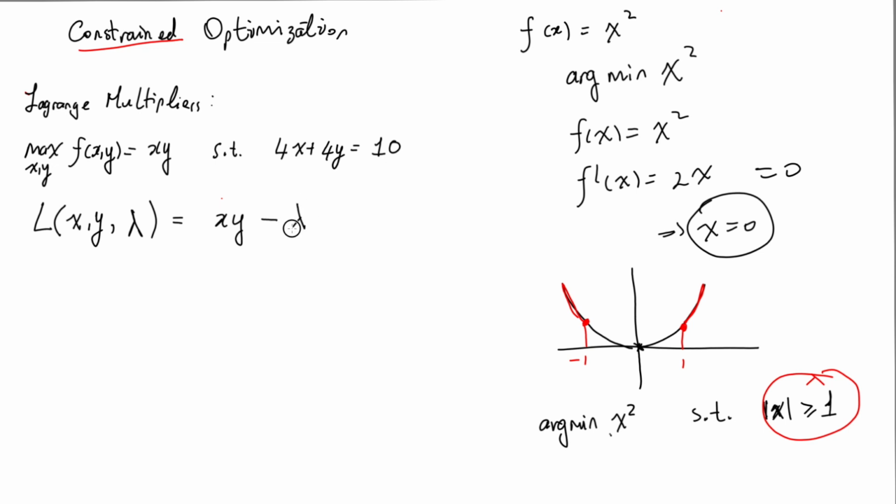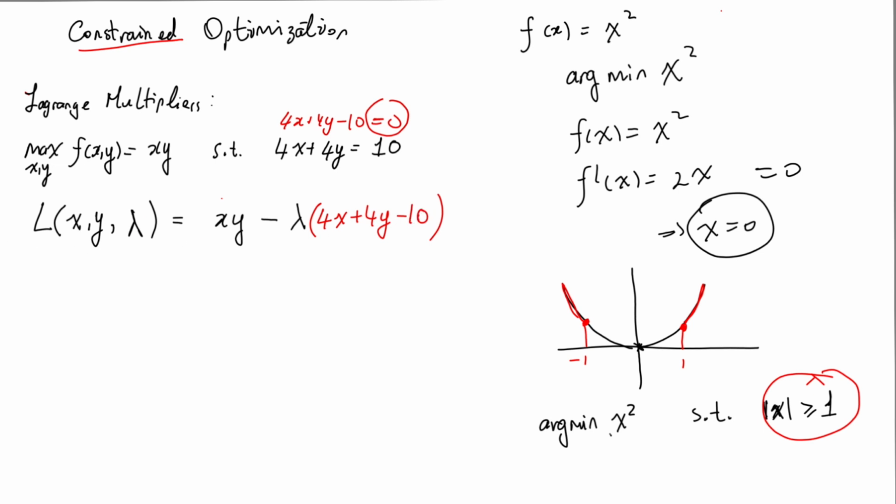Minus lambda times the original constraint. The constraint, by the way, needs to be 4x plus 4y minus 10 equals 0, so you need to have a 0 on the right-hand side. You can just shift everything to one side to get this, and so we plug in the constraint as this. This is called our Lagrangian.